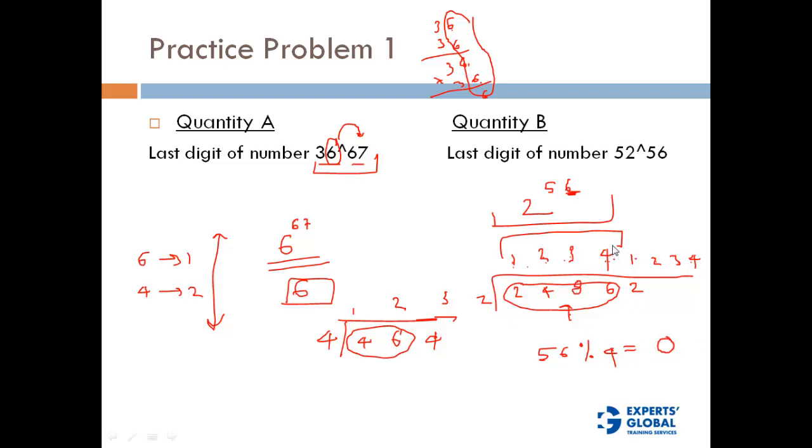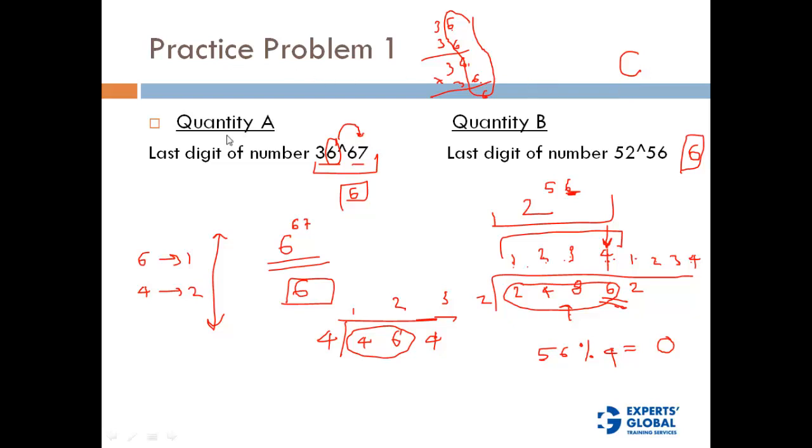That means basically 56 is going to end up here in this bucket. 1, 2, 3, 4, 5, 6, 7, all multiples of 4 are going to end in this bucket, in which case the last digit of 2 raised to any power that leaves a remainder of 0 with respect to 4 is going to be 6. So here also we are going to get last digit as 6. So here we get 6, here also we get 6. The answer is C.